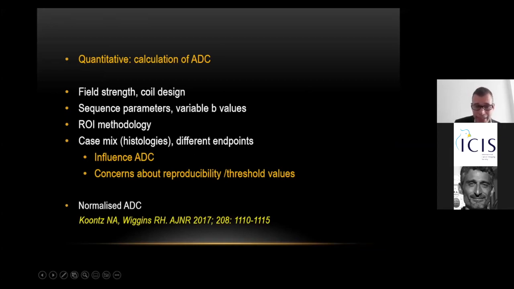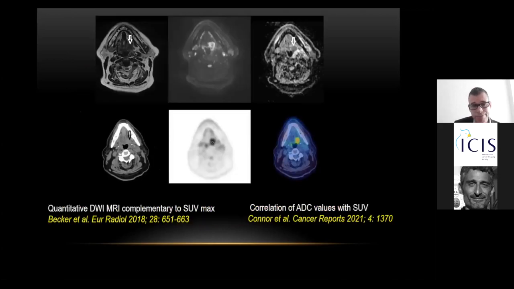One way of potentially overcoming some of the heterogeneity, particularly in terms of the acquisition parameters, is by using this normalized ADC, which is proposed, and that's by comparing the ADC value with the ADC value within areas that don't alter very much, such as the medulla or the spinal cord, and creating an internal ratio.